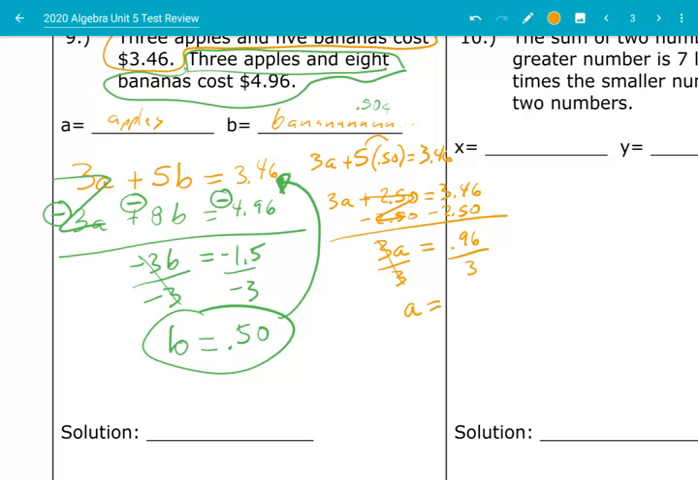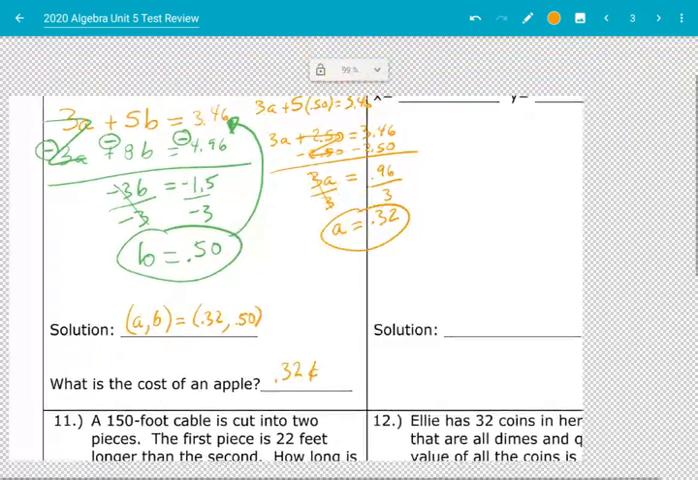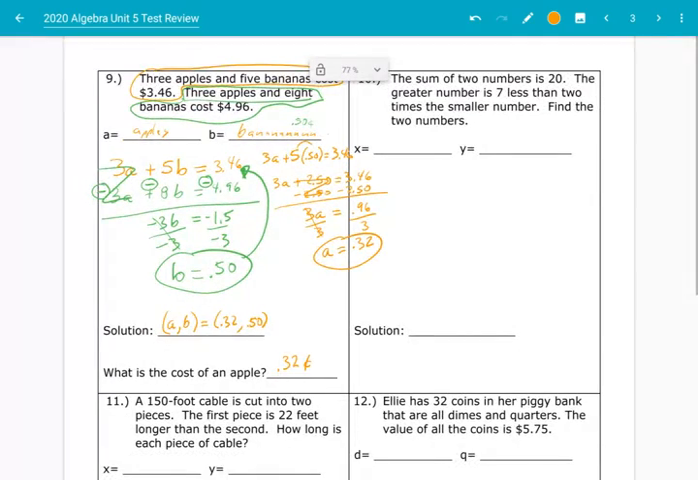So 1 apple is, let's see, 32 cents. So apple, banana equals 0.32, 0.50. The cost of an apple is 32 cents. There we go.